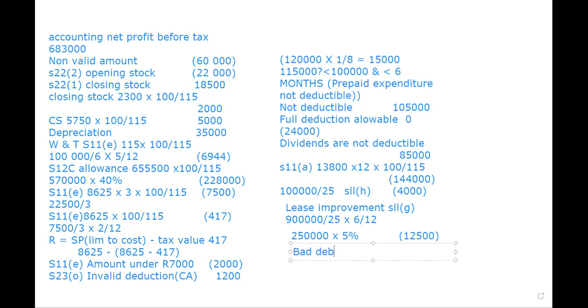Bad debts, like 28,750 times 100 divided by 115, what we want over what we have. So 28,750 times 100 divided by 115 equals 25,000. So these are bad debts incurred in the course of trade.